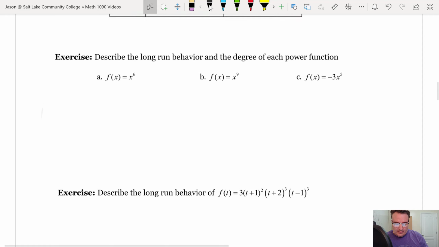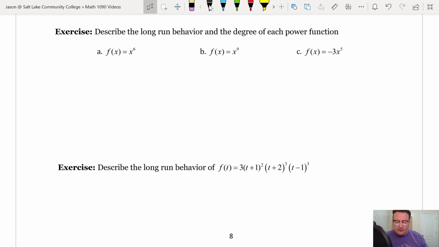So let's describe the long-run behavior and the degree of each power function. So this is degree 6, which is even. And so this is going to have this up, up behavior. I can do a little better than that, maybe. There we go. Okay, part B.